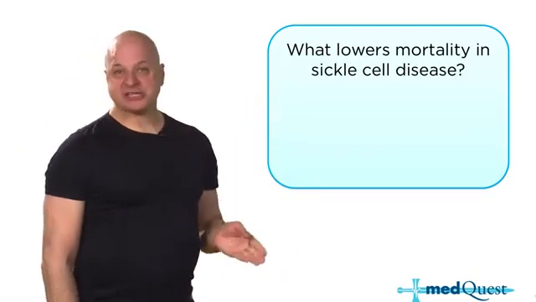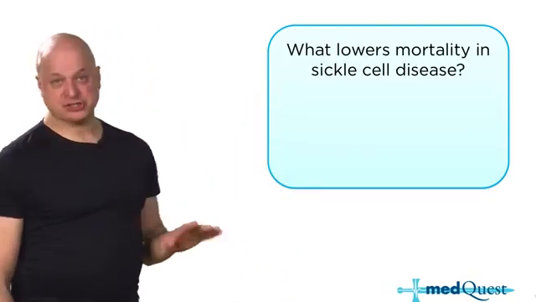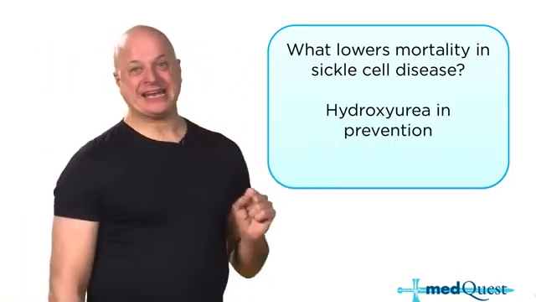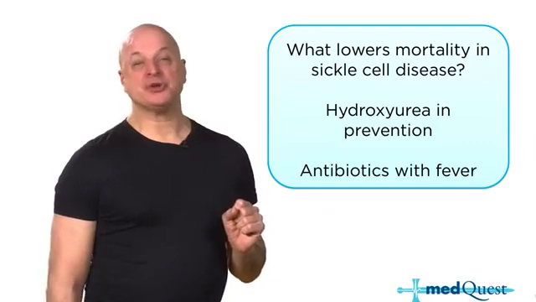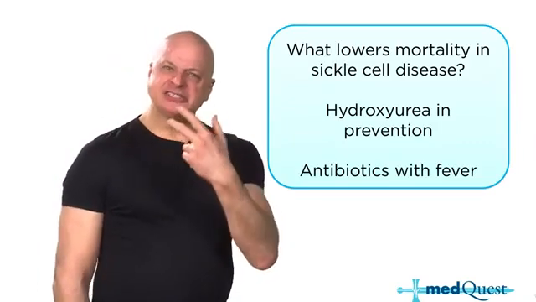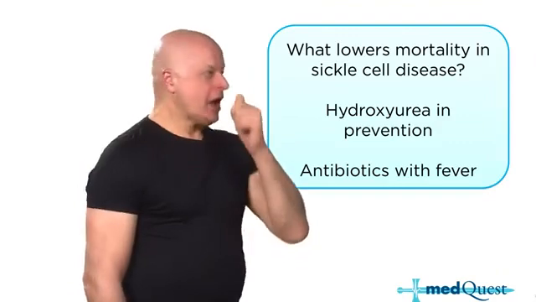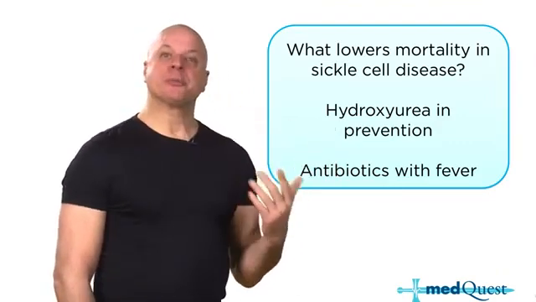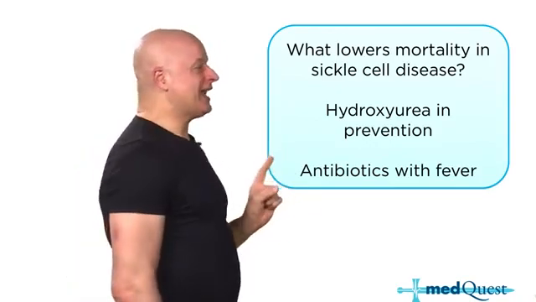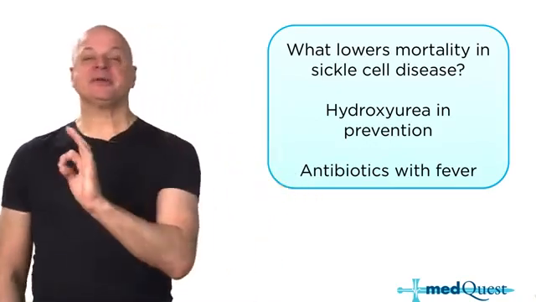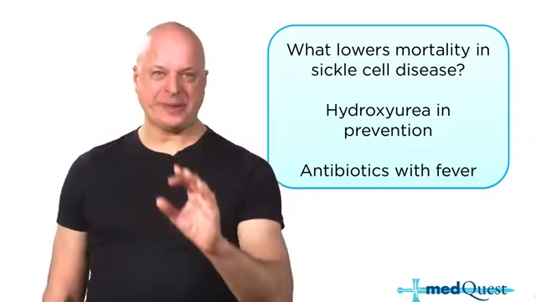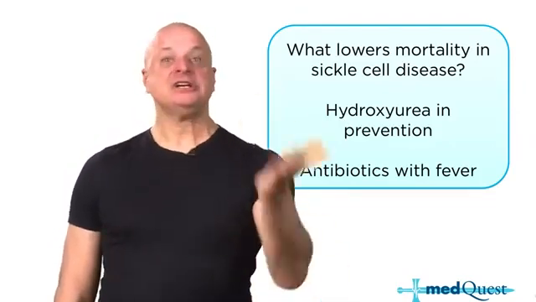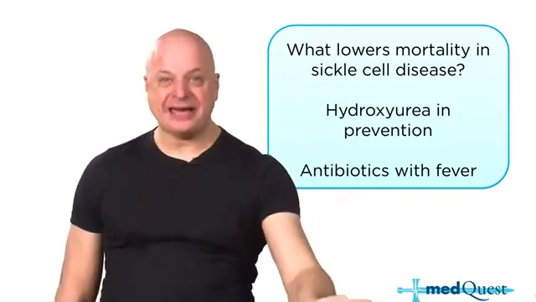Now, what lowers mortality ultimately in sickle cell disease? About two things. Hydroxyurea prevents the next crisis, and antibiotics when you have a fever. That's the only two things, because hydroxyurea increases hemoglobin F to prevent sickle crises. And antibiotics when you have a fever, because it's the same as neutropenic fever, where you don't wait for the results of cultures, you give antibiotics to prevent sepsis.